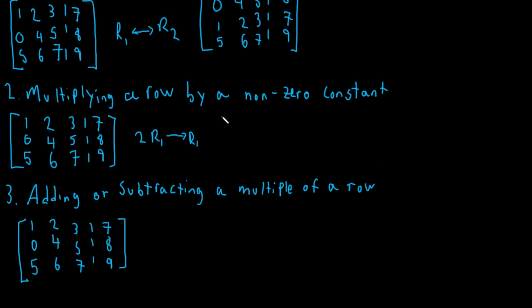2 times 1 is 2, 2 times 2 is 4, 2 times 3 is 6, and 2 times 7 is 14. I just went ahead and multiplied the entire first row by 2. You have to multiply every single term. Since this is only affecting the first row in our final matrix, the second and third row remain the same. So this would still be 0, 4, 5, 8, and this would still be 5, 6, 7, 9.